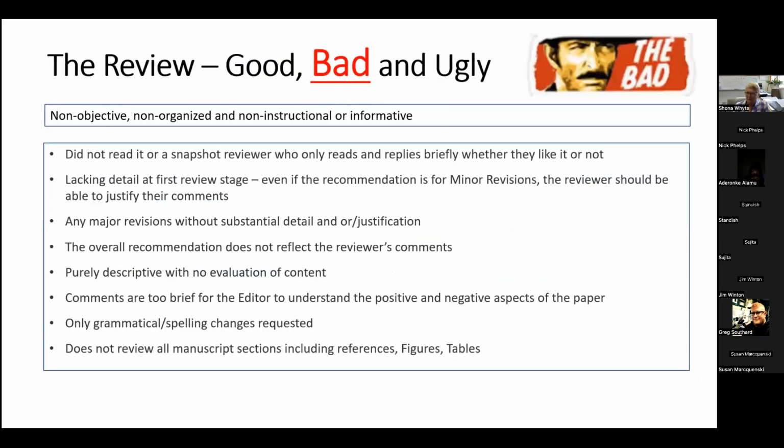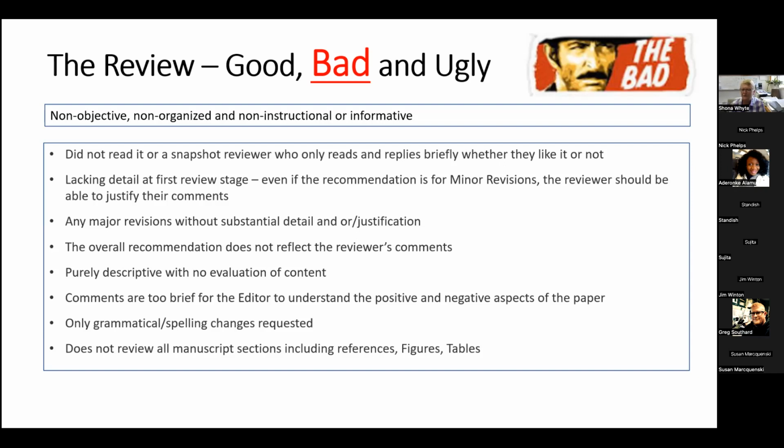So maybe I should have said what you think, and then given more politically correct things to say rather than what you think. The bad reviews are non-objective, non-organized, and non-instructional or non-informative. It's basically like the reviewer is what I call a snapshot reviewer. They didn't read it, or read it very briefly, and then just decided they'd tell you whether they liked it or not. So there's no detail. Even if it's a minor revision, the reviewer should still be able to justify the comments or the changes they're requesting. With major revisions without substantial detail or justification, the overall recommendation does not reflect the reviewer's comments.